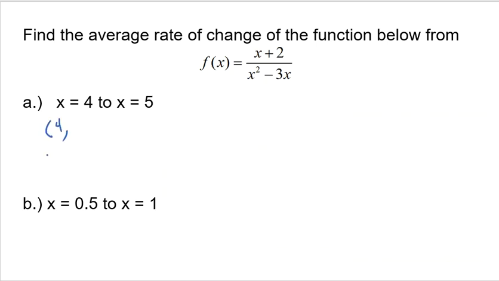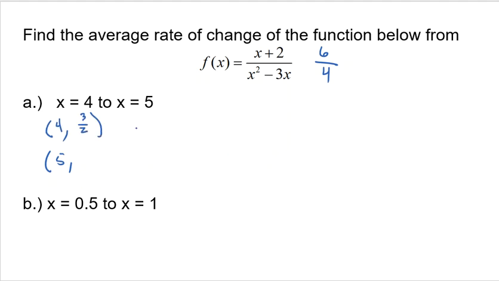So I need the 2 points, 4 and 5. Now this is going to be a little bit more work to do this, but let's take our time. I got to plug in 4 on top. 4 plus 2 is 6. On the bottom, 4 squared is 16. 3 times 4 is 12. 16 minus 12 is 4. So 6/4 reduces to 3/2.